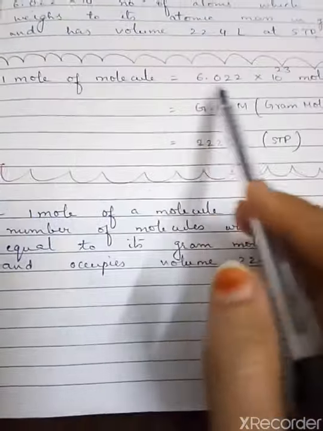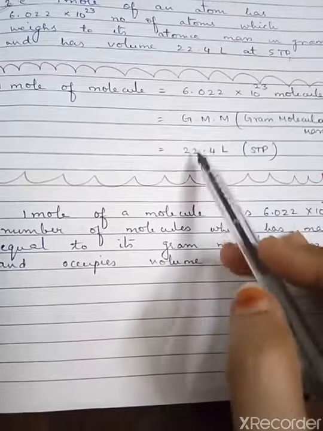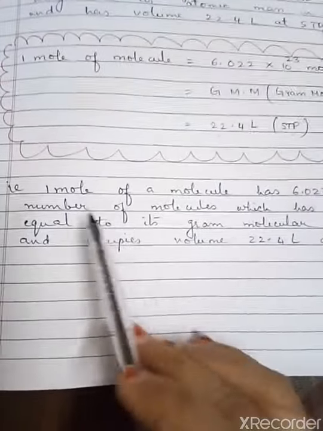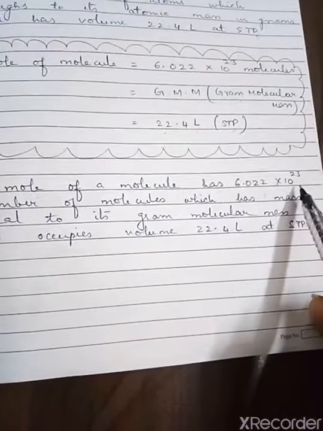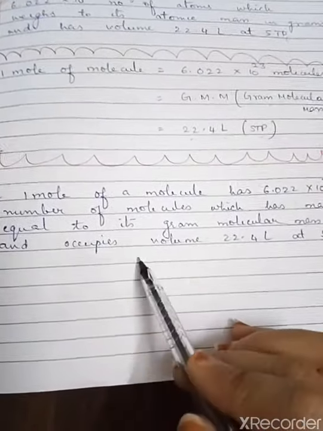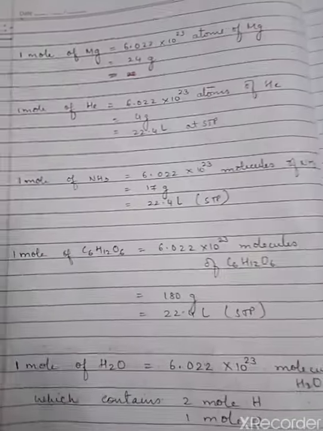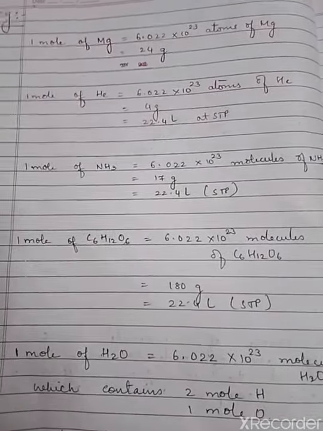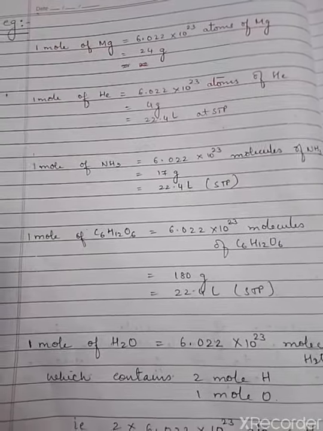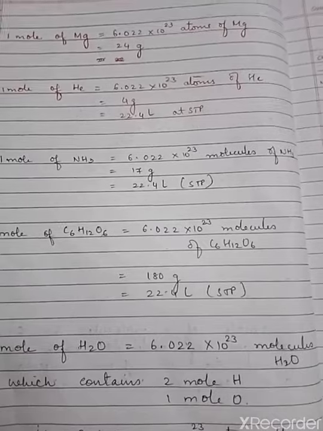Similarly, 1 mole of molecule has Avogadro number of molecule, mass equal to gram molecular mass in gram and volume 22.4 liter. That is, 1 mole of a molecule has Avogadro number of molecules which has a mass equal to its gram molecular mass and it occupies a volume 22.4 liter at STP. So what we have discussed, what do we mean by a mole? How many particles would be present in a mole and what would be its mass and volume.